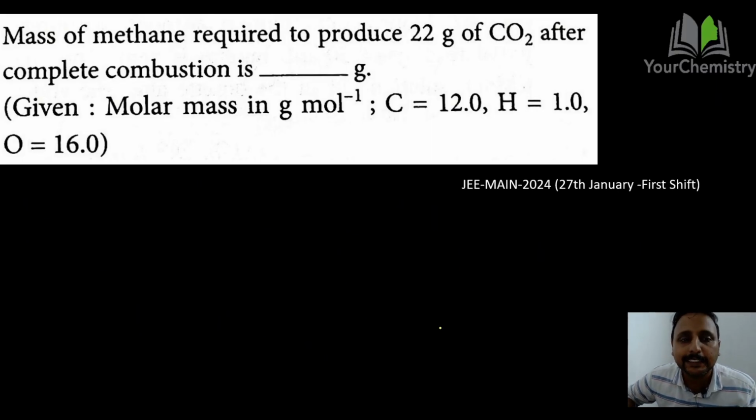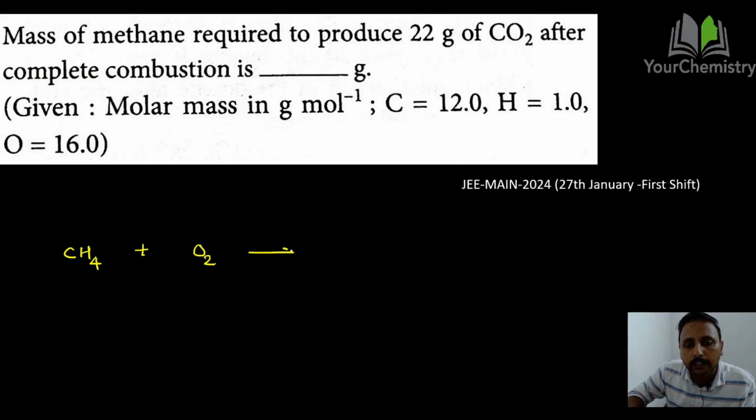So let's see the next question. The mass of methane required to produce 22 gram of carbon dioxide after complete combustion is dash gram. Very simple question. So mass of methane, what is the formula of methane? CH4. And it is also undergoing what? Combustion. Combustion means reaction with oxygen.